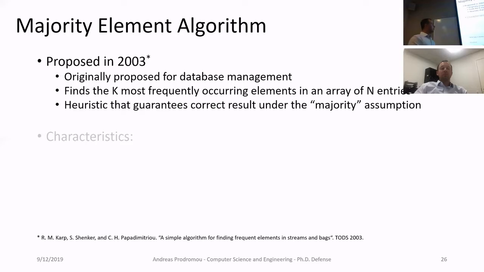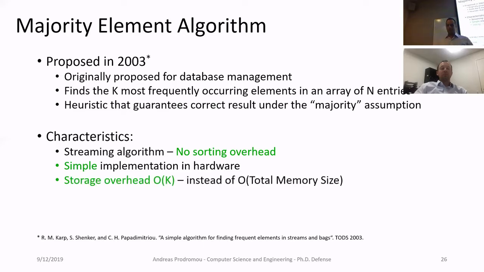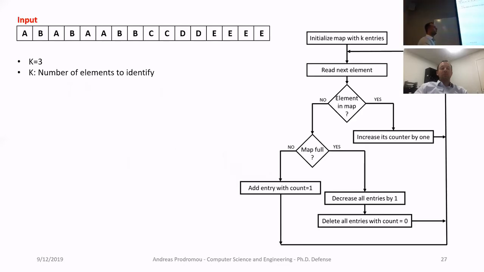Before we get there, this is a streaming algorithm, so it touches each element once. There's no sorting overhead. It has a very simple implementation in hardware. It scales depending on how many elements you want to identify, not depending on your memory size. And when it fails, it balances access count and recency. So we'll see how this happens with a walkthrough of the algorithm.